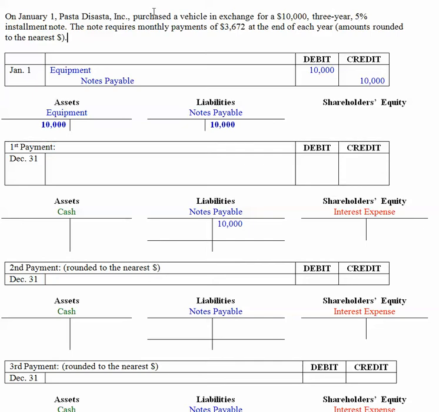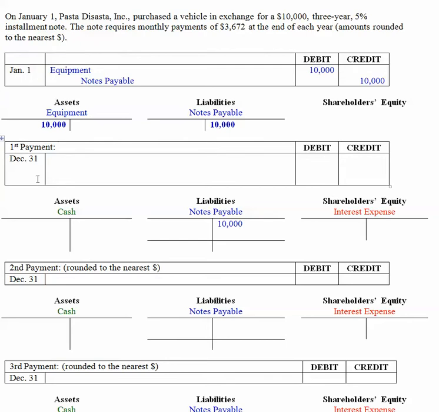So how does it get recorded? Well, let's first do what you're getting. You're going to get your equipment or vehicle, $10,000. So we're going to debit equipment, and then we're going to credit notes payable for $10,000. And at this point, there is no interest because they just got the car, just borrowed the money.